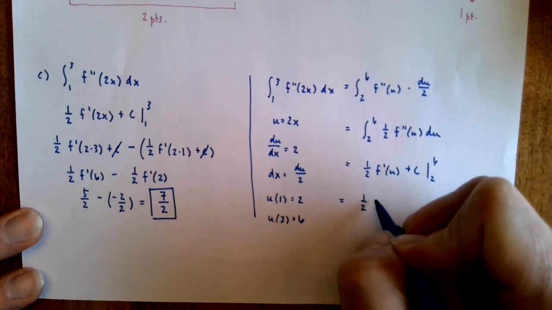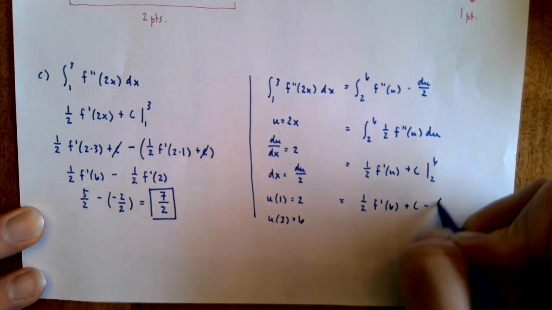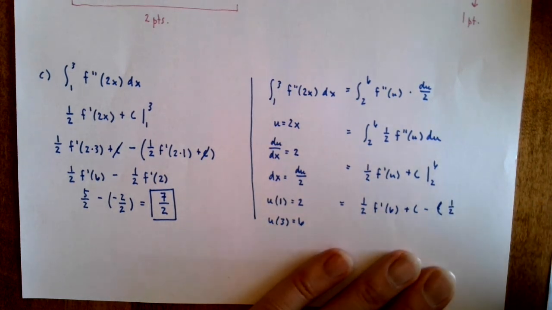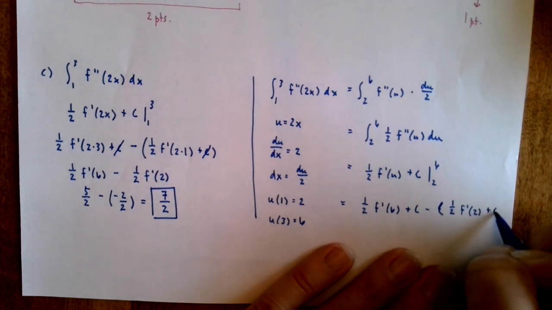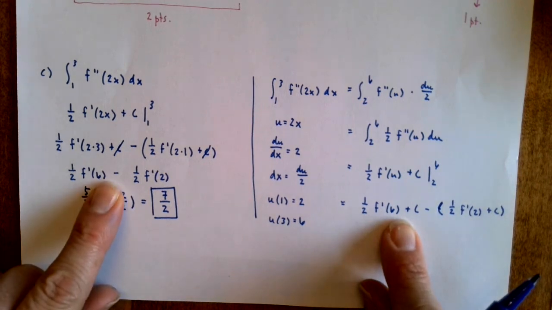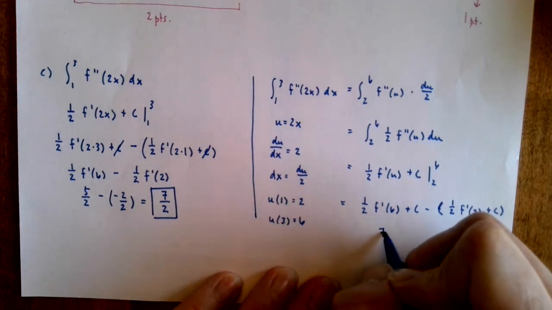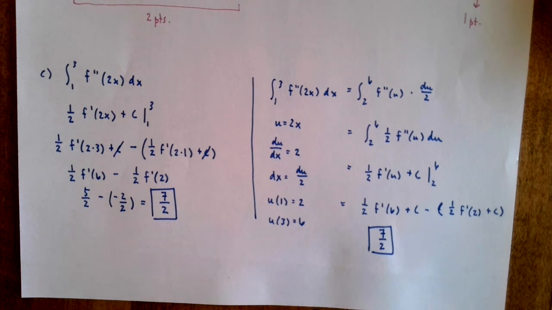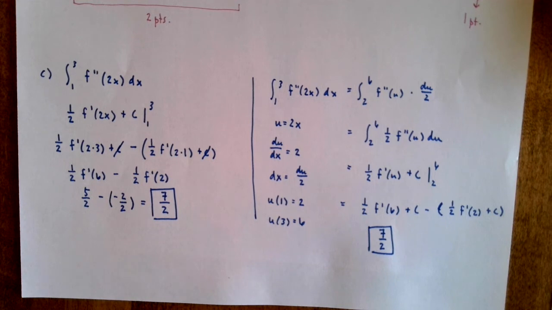So now I get 1/2 f prime of 6 plus c minus 1/2 times f prime of 2 plus c. And you could see at this point, right, we're exactly where we were with the other problem. So this is going to still come out to the same answer, which is going to be 7/2. So again, it just depends on your level of comfort, whether you need to explicitly do the U substitution or you can manage it with the algebra here.